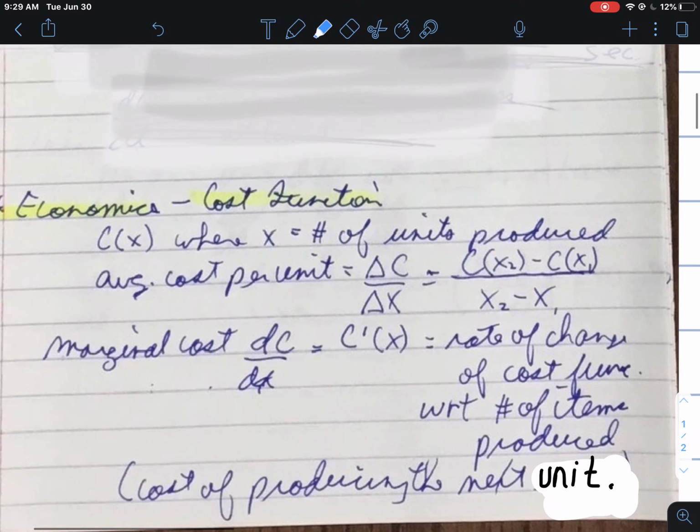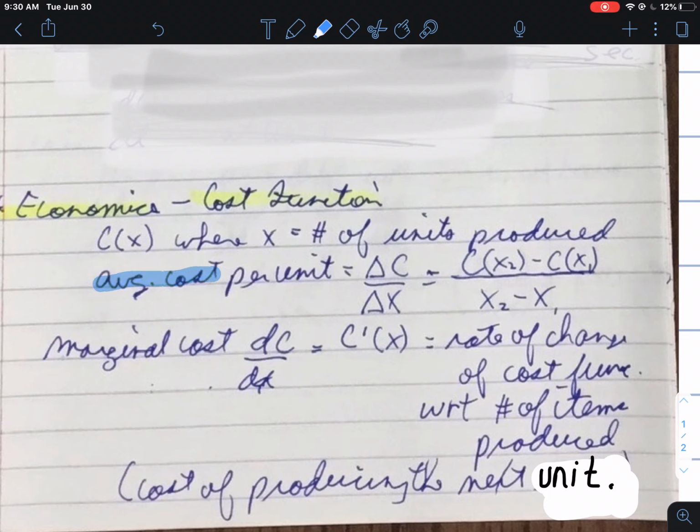Here's another example, just another topic. You'll have one of these in your homework to look at. An economics application of a cost function. Let's call it C of x, C for cost, where x is the number of units produced. So our function C of x is the cost of producing x number of units.